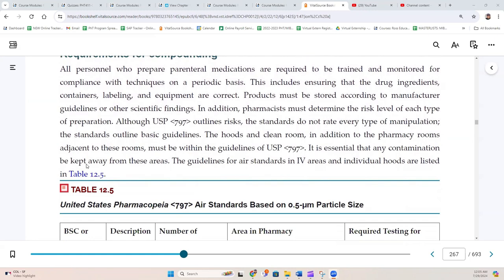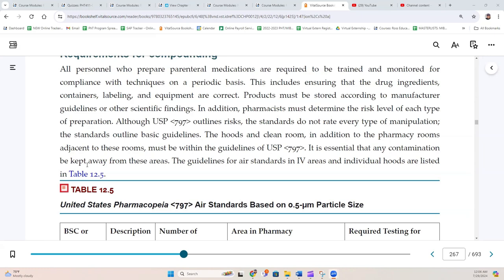All personnel who prepare parenteral medications are required to be trained and monitored for compliance with techniques on a periodic basis. This includes ensuring that the drug ingredients, containers, labeling, and equipment are correct. Products must be stored according to manufacturer guidelines or other scientific findings. In addition, pharmacists must determine the risk level of each type of preparation. Although USP 797 outlines risks, the standards do not rate every type of manipulation. The standards outline basic guidelines.